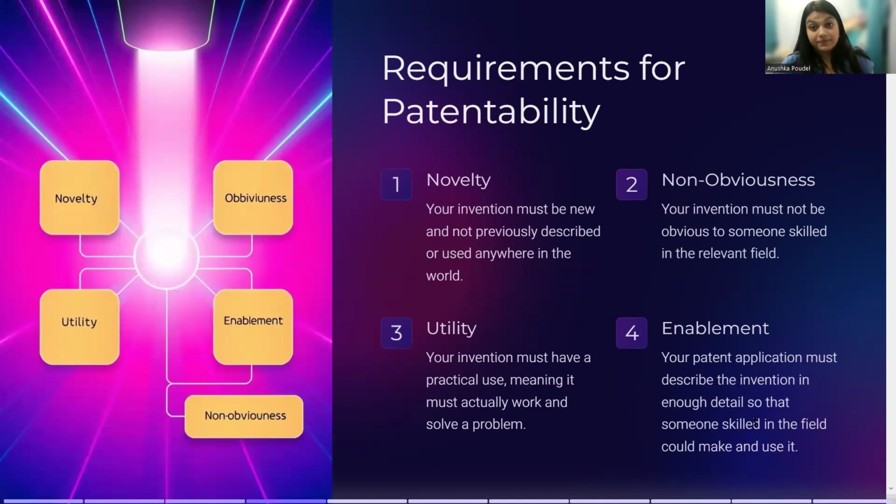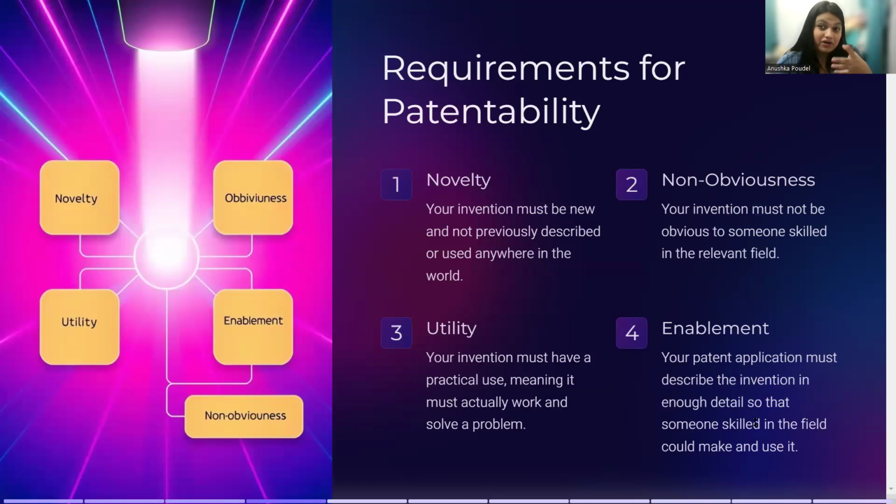Requirement for patentability. Now, patentability has certain criteria. You know what objects can be patented, but among these objects, what are the criteria that need to be satisfied? First of all is novelty. What do you understand by novelty? Novelty is nothing but adding something new.